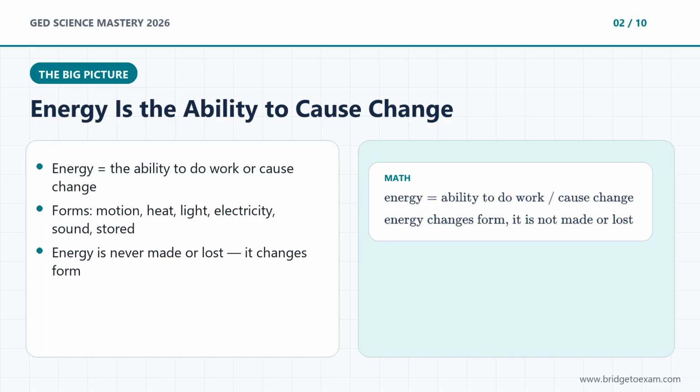Here is the big idea in plain words. Energy is simply the ability to make things happen, to do work or cause change. It shows up all around you as motion, heat, light, electricity, sound, and stored energy in things like food and batteries. And here's the crucial point. When you flip a light switch or ride a bike, energy is not made and it is not lost. It only changes form. On a hill, stored energy turns into the energy of motion as you roll down. Energy is always just moving from one form to another.